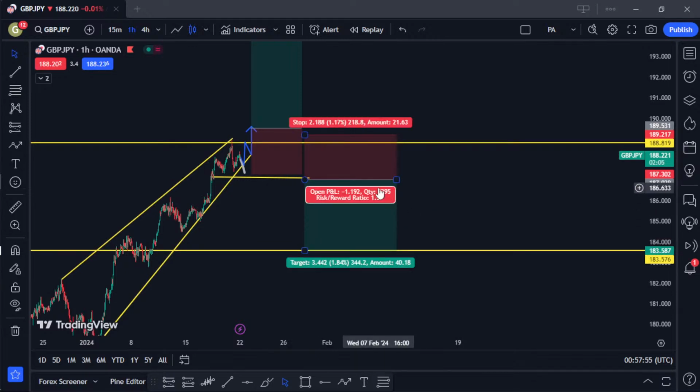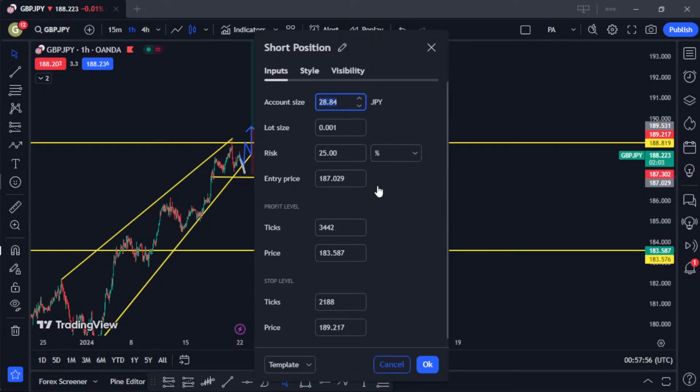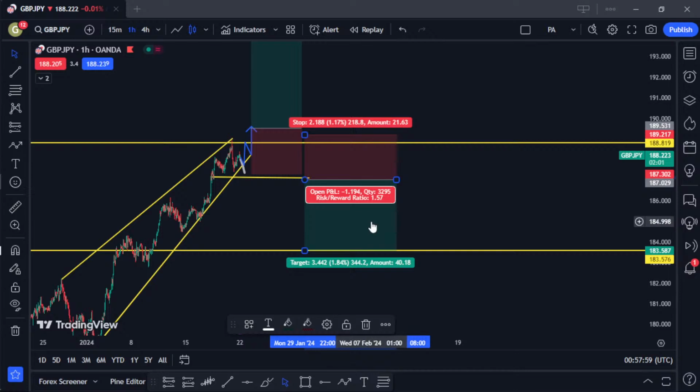your aim should be selling at 187.302 and then taking your first profit at 183.587. This is if you are selling GBPJPY. And then your stop loss should be at 189.217 for safety reasons. So this one will give you a profit ratio of 1 to 5.7, which is good.